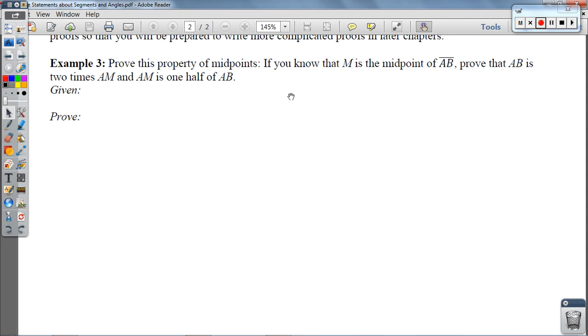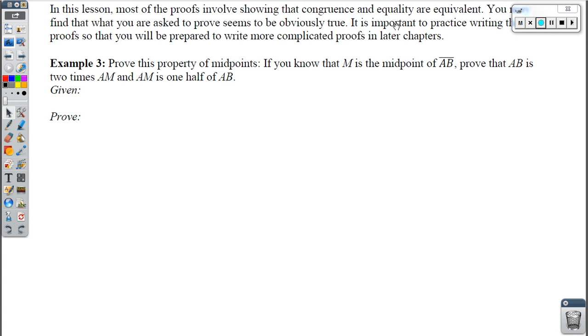All right, let's look at another proof. In this lesson, most proofs involve showing that congruence and equality are equivalent. You may find that you are asked to prove something that seems obviously true. It's important to practice writing these proofs so that you'll be prepared to write more complicated proofs later in the chapter.